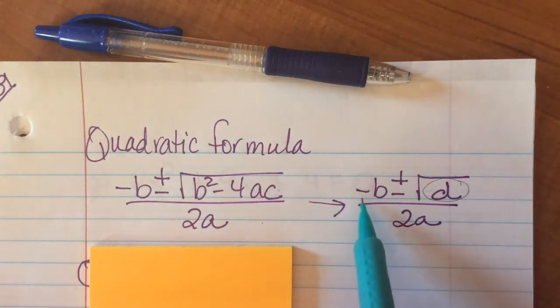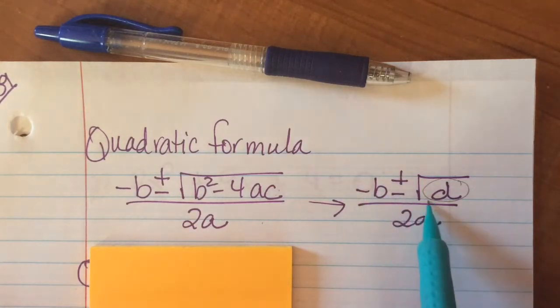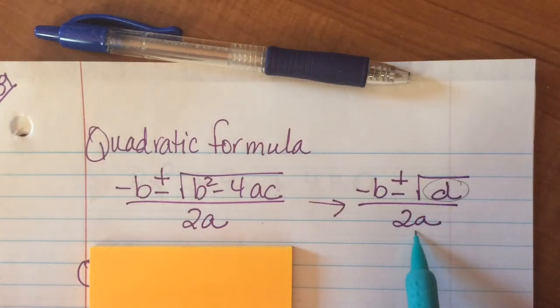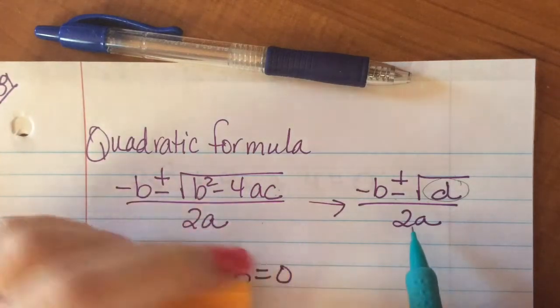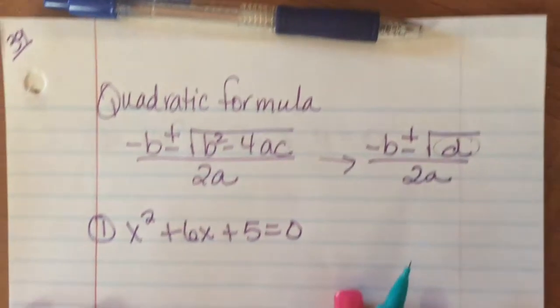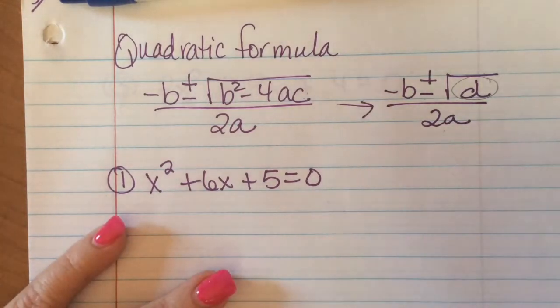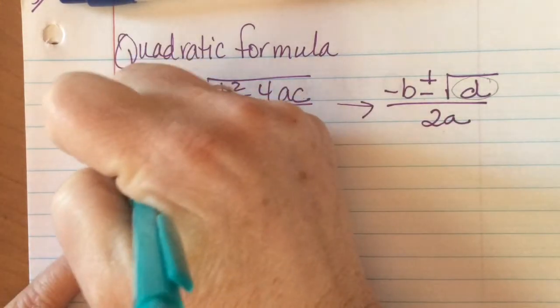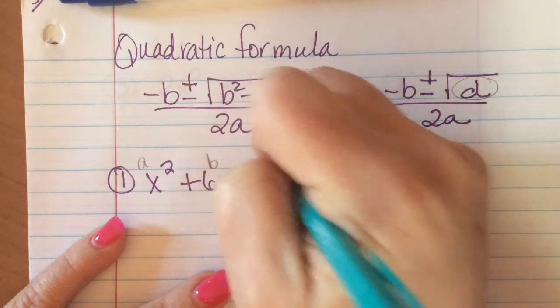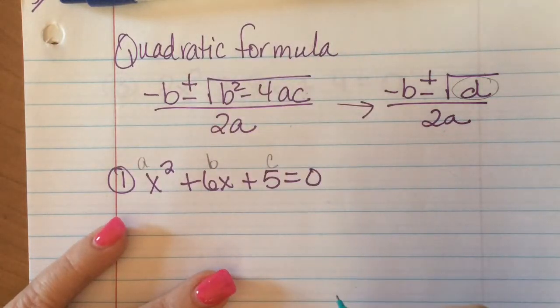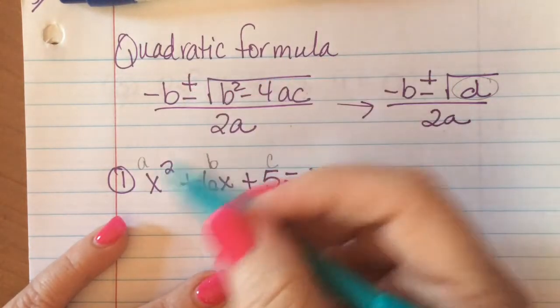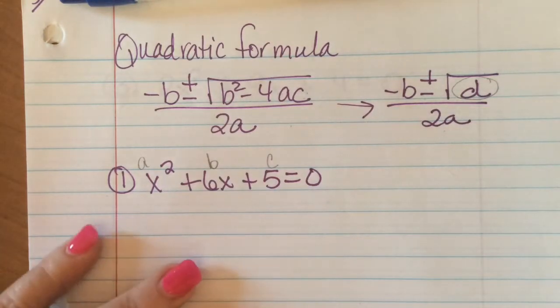So really we're just going to do negative b plus or minus the square root of the discriminant and then 2 divided by a. So here's our first problem we're going to work with. Okay, still follows the same formula that this is a, this is b, this is c. So once you identify those, then you're just going to start substituting or plugging in.